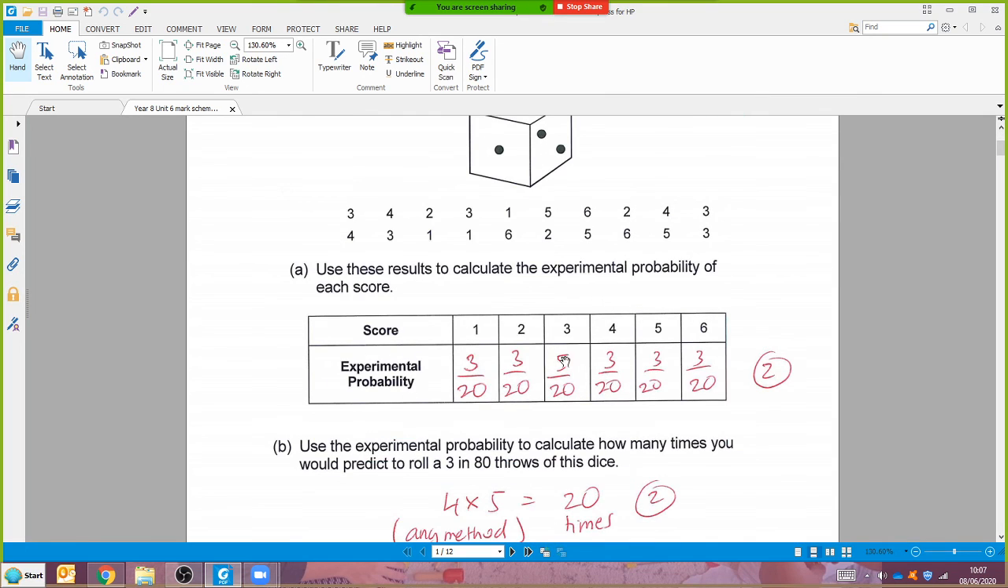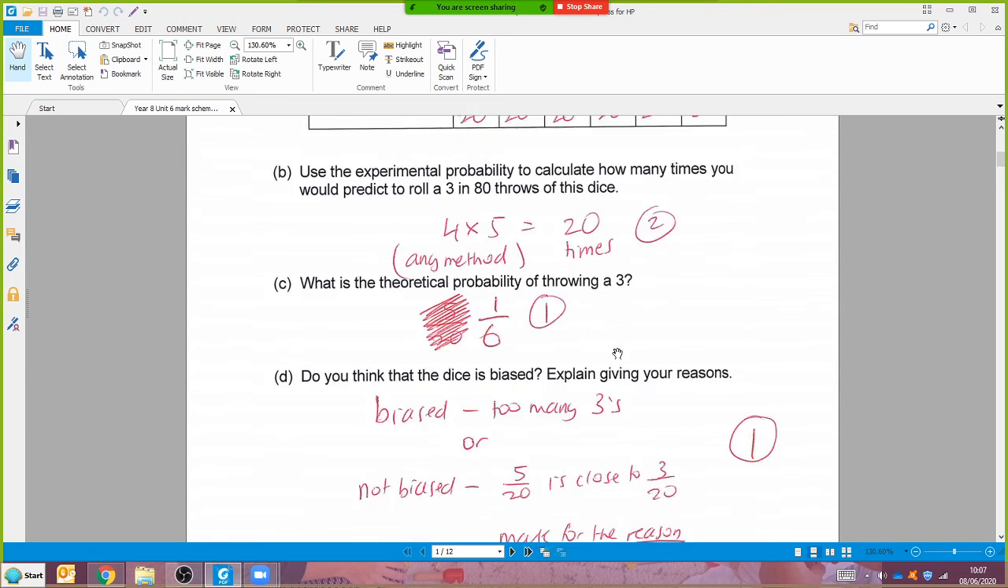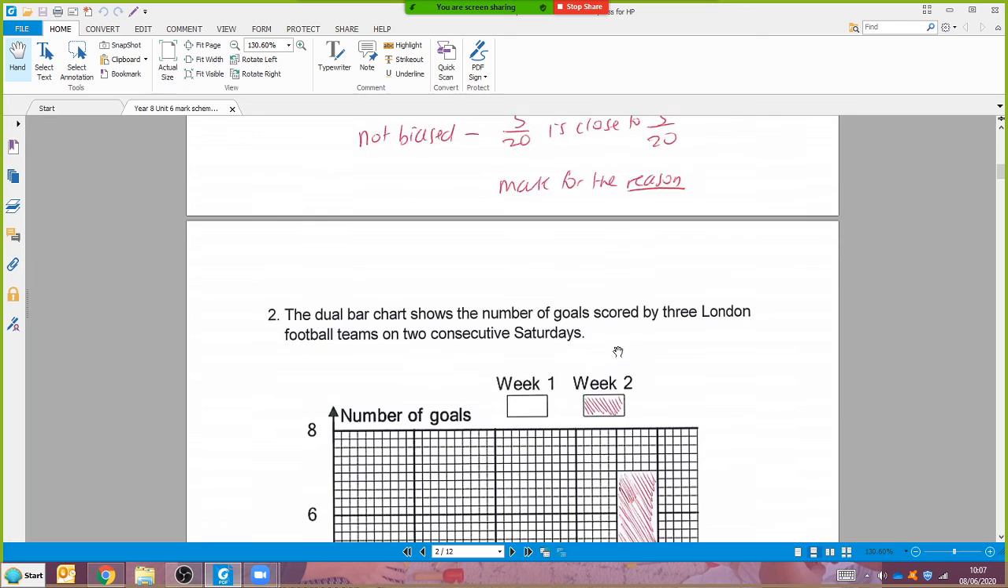Please note probabilities are fractions or decimals or percents, but they're not whole numbers like 3, 3, 5, 3, all right? So there's no questions, I'm moving on.